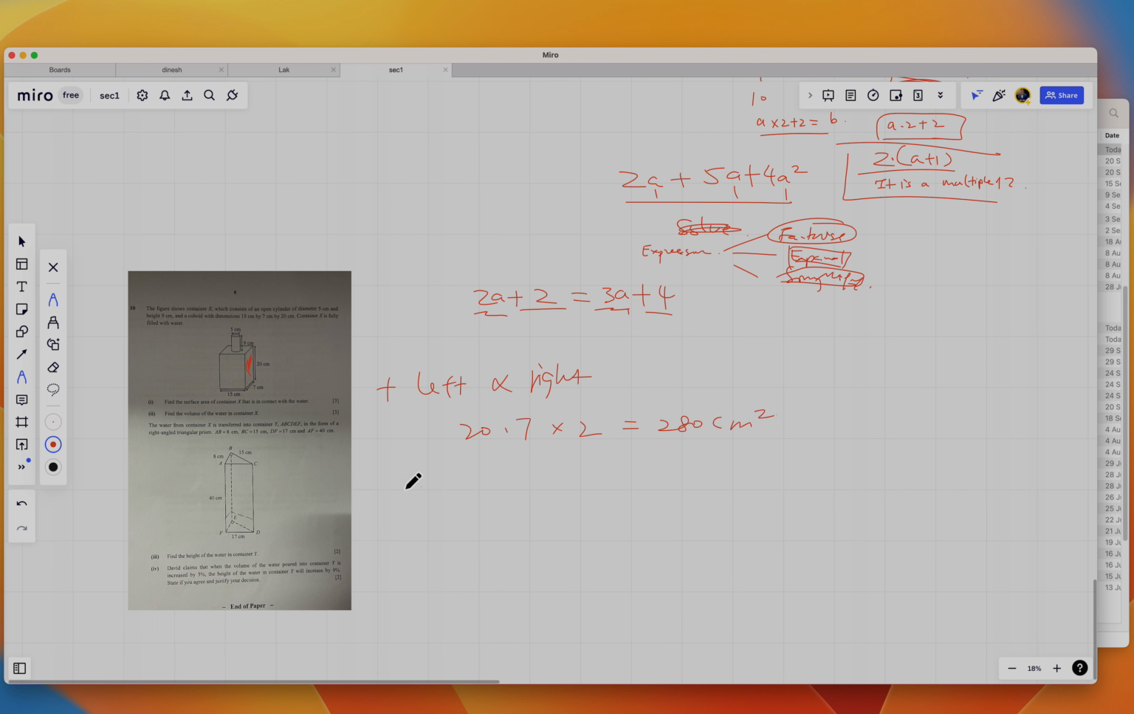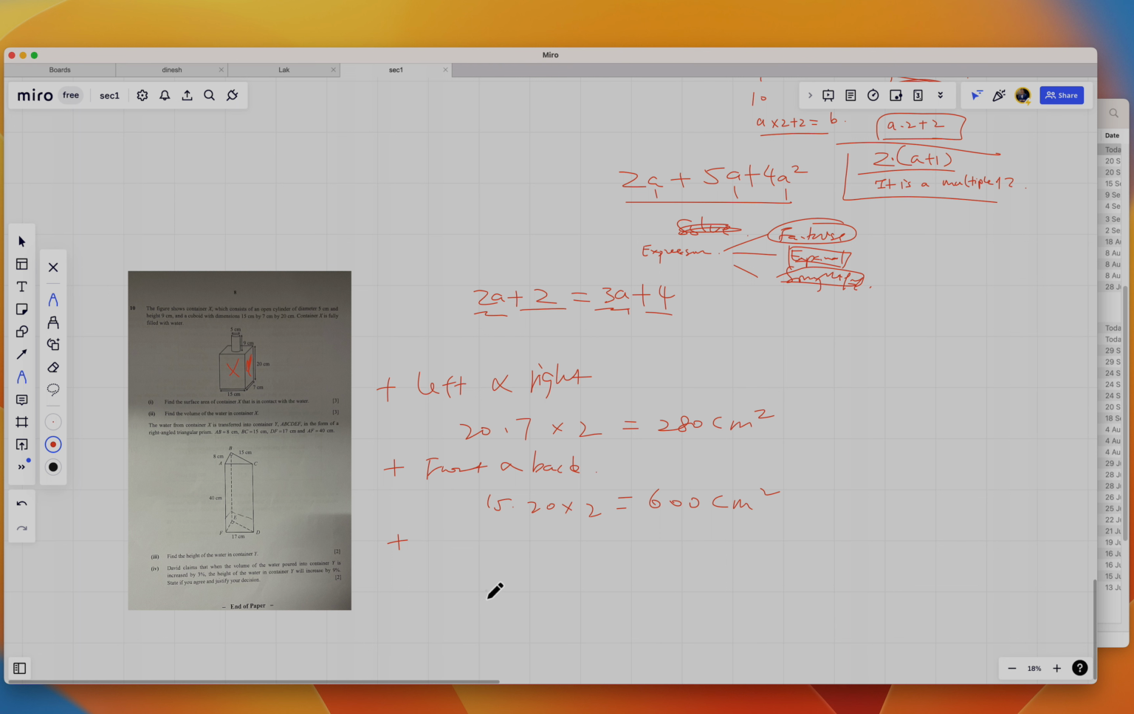Next is front and back. Okay, very good. Front and back is this part. It's 15 times 20 times 2. So the answer is 600. Very good. Then, next.